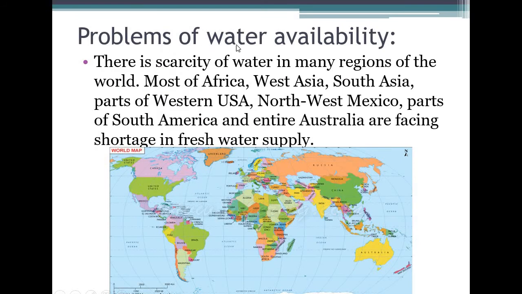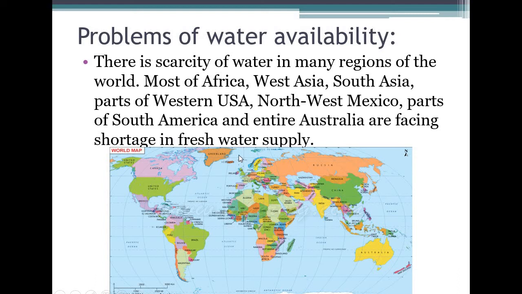Problems of water availability. There is scarcity of water in many regions of the world. Most of Africa, West Asia, South Asia, parts of Western USA, Northwest Mexico, parts of South America and entire Australia are facing shortage in fresh water supply.